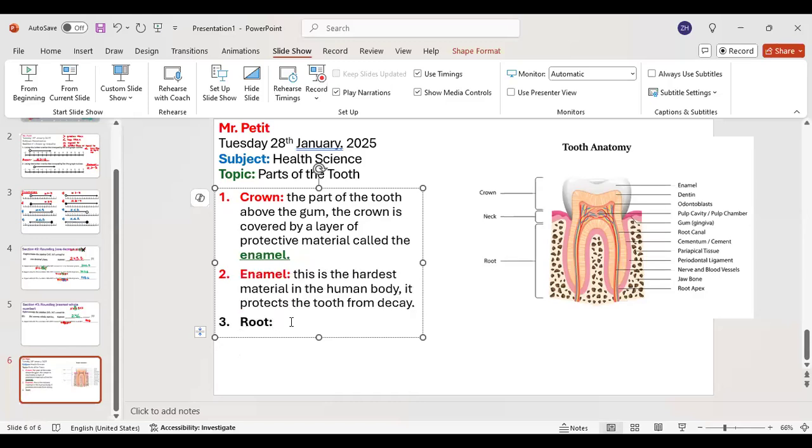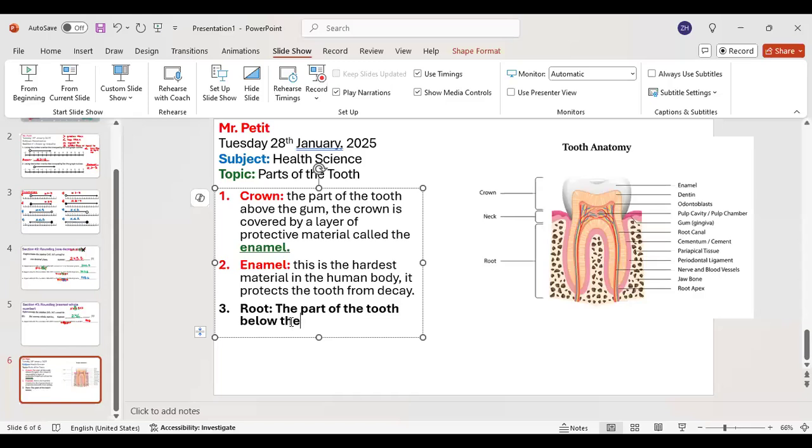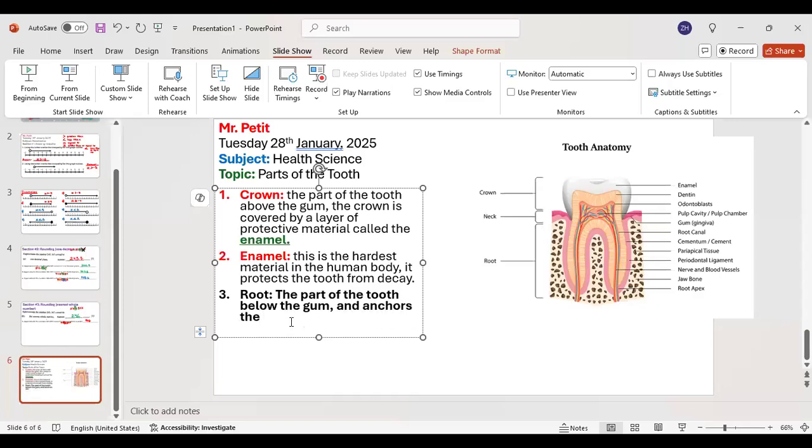So the root, this is going to be the part. The crown is the part that is above the gum, but the root is going to be the part that is below the gum. Okay, so the part of the tooth below the gum, and anchors the tooth in the jawbone. So it anchors the tooth in the jawbone.